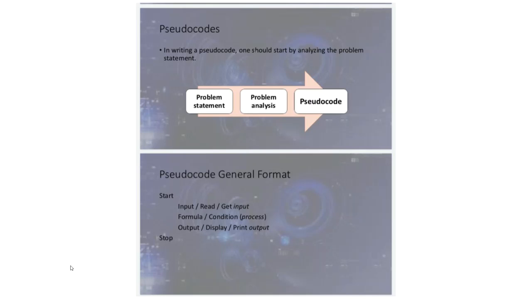Okay, this is the sequence of doing pseudocode. In writing a pseudocode, one should start by analyzing the problem statement. First we start with the problem statement and the problem analysis, and go to the pseudocode. This is the general format for pseudocode. We first start with start, and then we do the input, or we can also type read or get input, and then we do the process, the formula and the condition, and then the output, display or print out output, and last we do the stop.